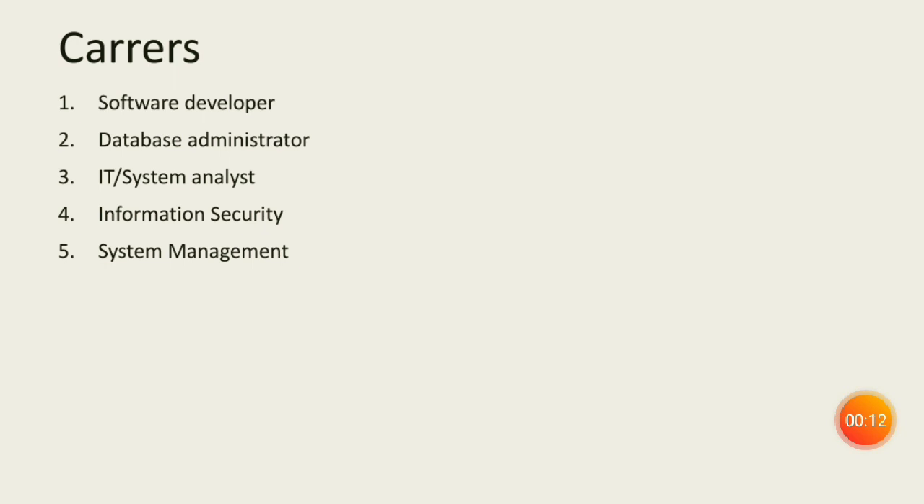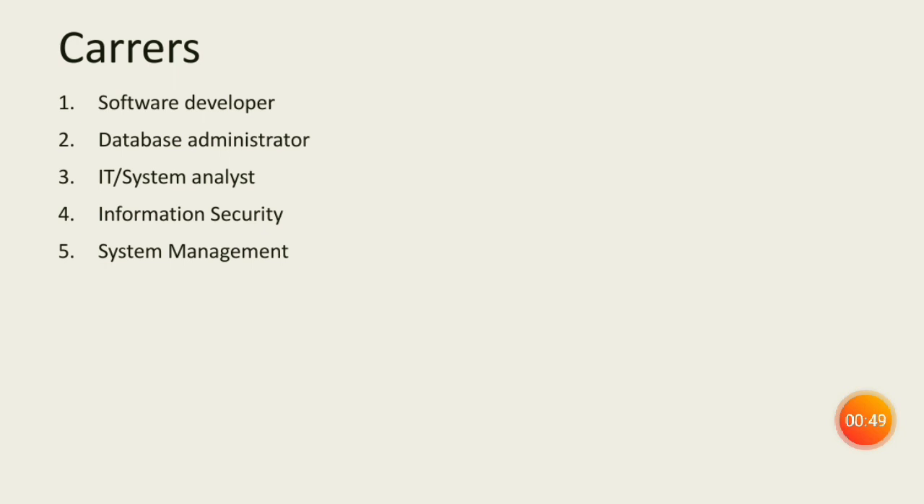Software developer is a developer who develops solutions for individuals and for organizations, big and small industrial organizations. Second profession is database administration. Database administration is a career in which a database administrator manages industrial large databases. Third is IT and the system analyst. A system analyst can analyze the whole system, evaluating business requirements to technical specifications.